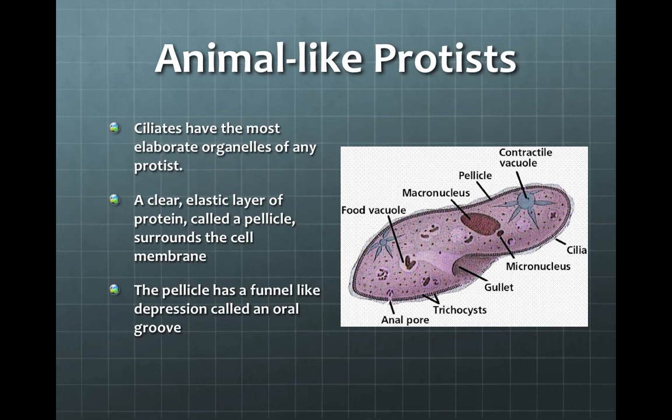Ciliates have the most elaborate organelles of any protist. So you can see they have the vacuoles, they have a micronucleus, a gullet, which is basically like a stomach kind of thing, trichocysts, anal pores, food vacuoles, and a macronucleus. Macro means large, micro means small.